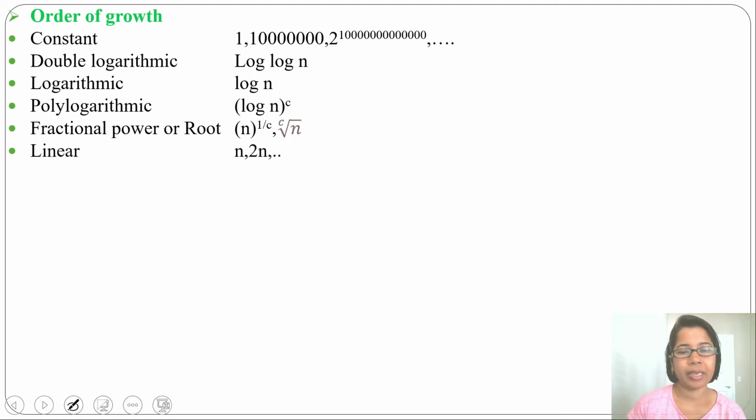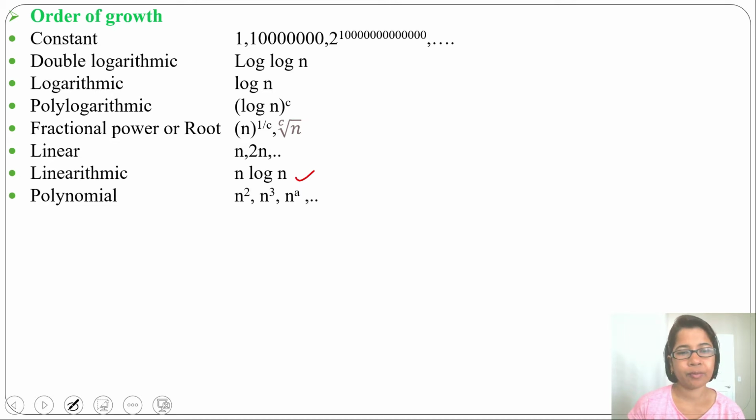Next, linear: n, 2n, 3n, 4n, an, that is called linear. Next, linear times logarithm is called linear log n, that is n log n, and it has a higher order of growth than linear.